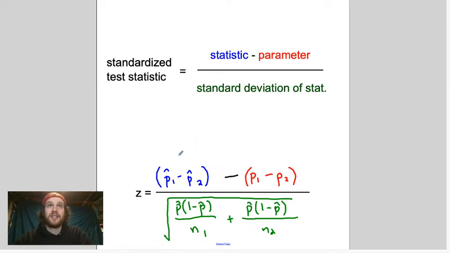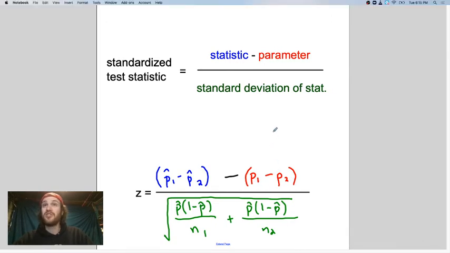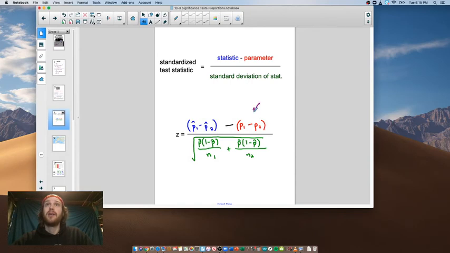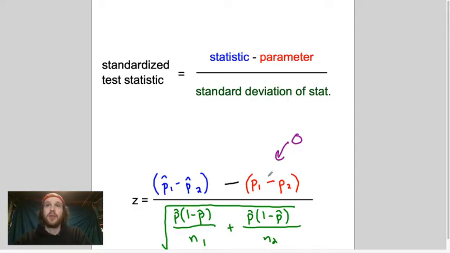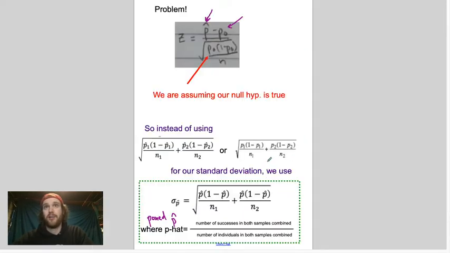Our statistic, the thing that we are calculating, is p-hat 1 minus p-hat 2. What's the parameter that we're estimating? That's p1 minus p2. But our null hypothesis is usually that these two things are the same, that p1 minus p2 is 0. So most of the time, right here, we are just going to use the value 0 in place of this. You're just going to see me sub in 0 because that's what we hypothesized: p1 minus p2 is 0.